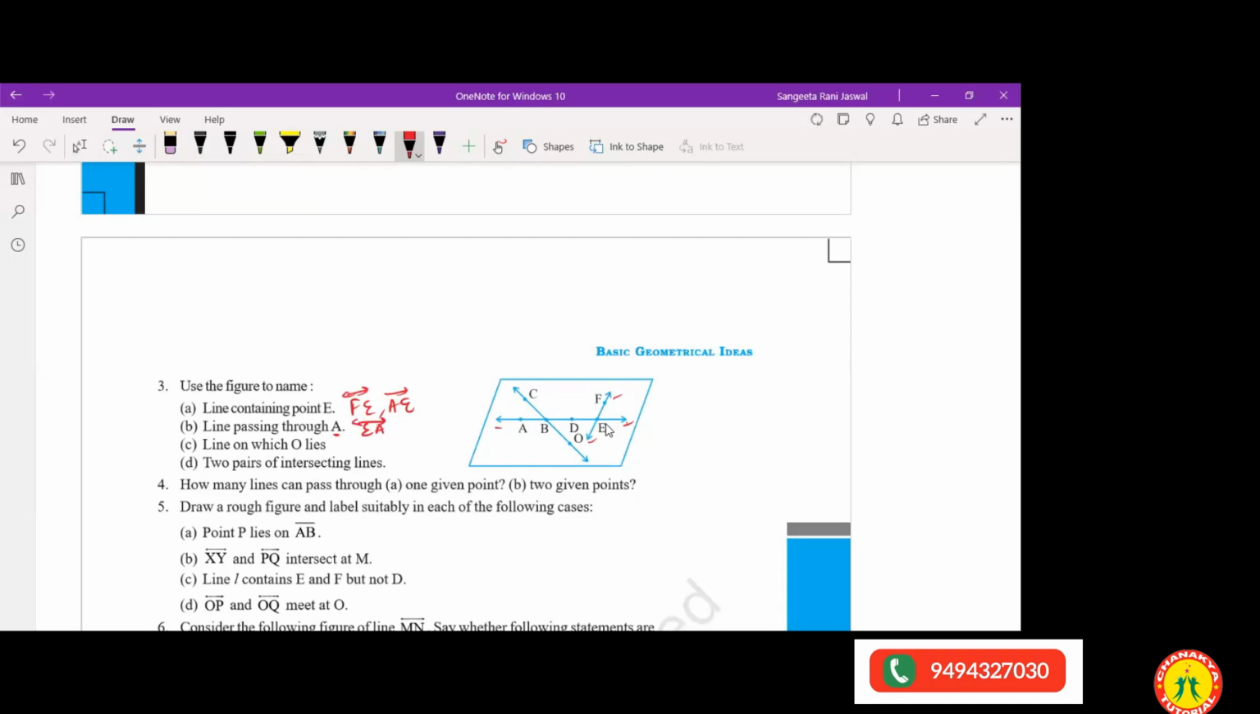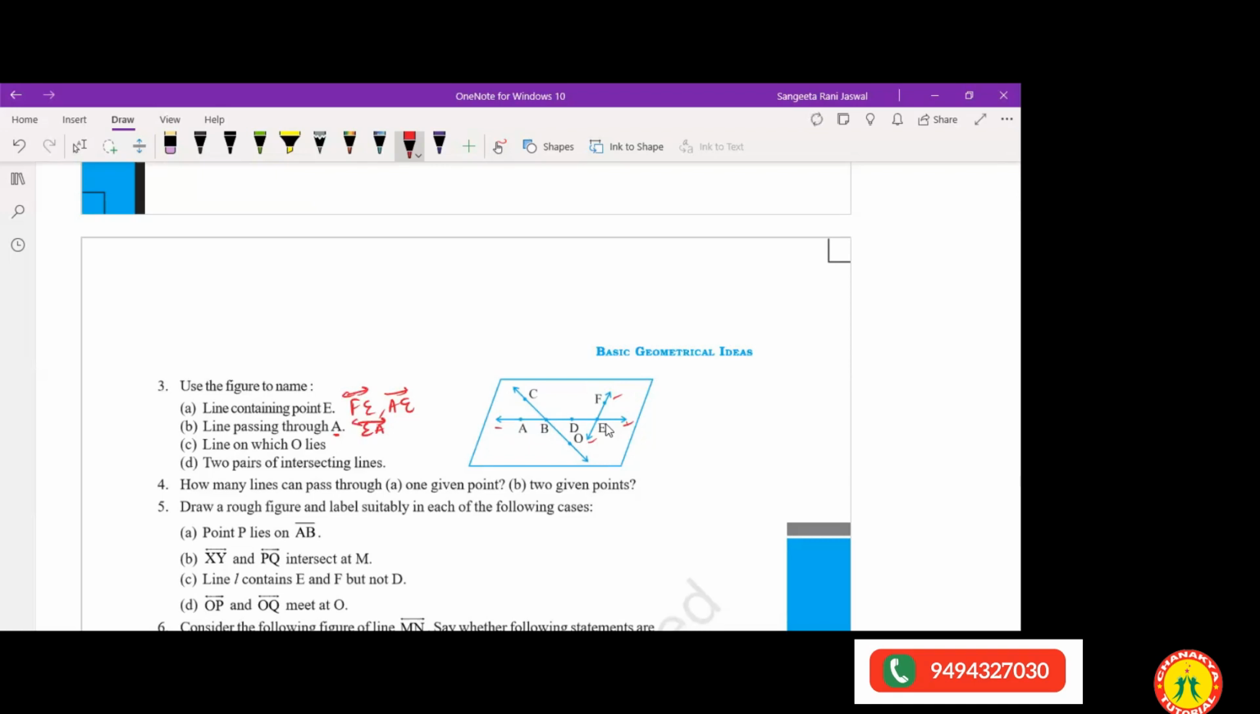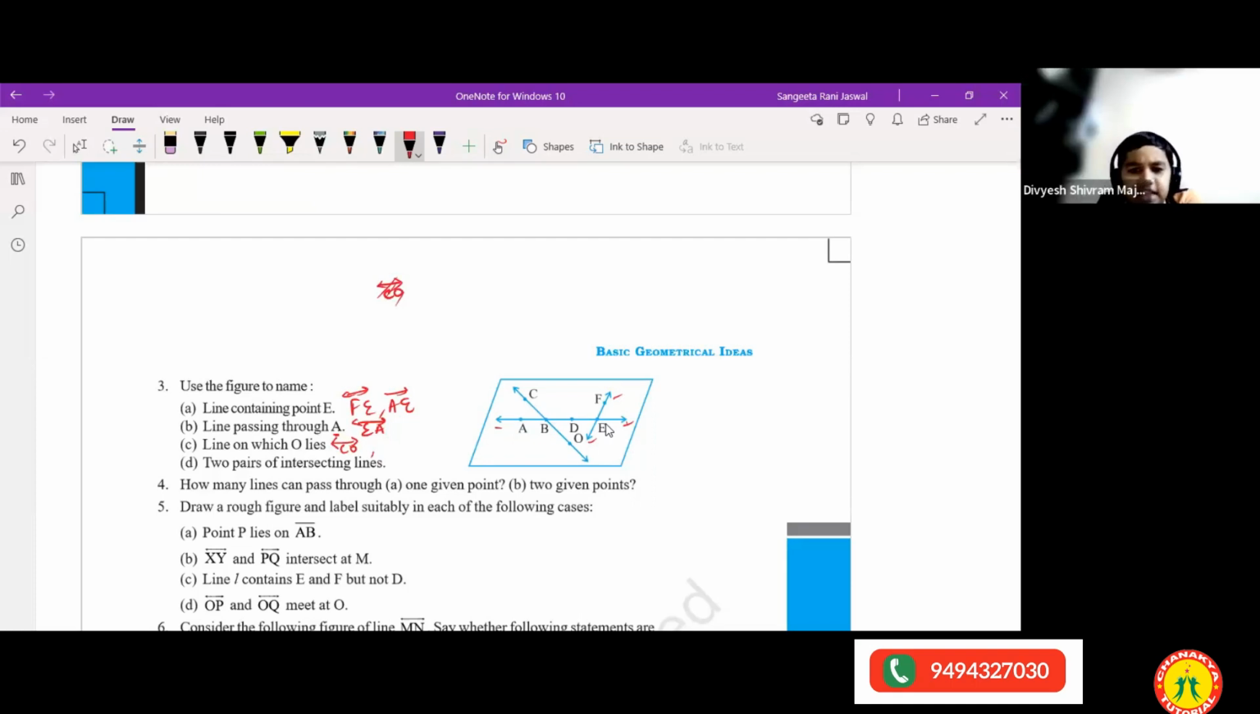Okay, line on which O lies. Now, where does O lie? Ma'am, line CO. So when you are writing line, it should have two arrows here, right? For a line segment, we write just a bar like this. For a line, we write two arrows. CO or OC, anything. Okay, two pairs of intersecting lines. Which are the two pairs of intersecting lines? Ma'am, AE and CO.